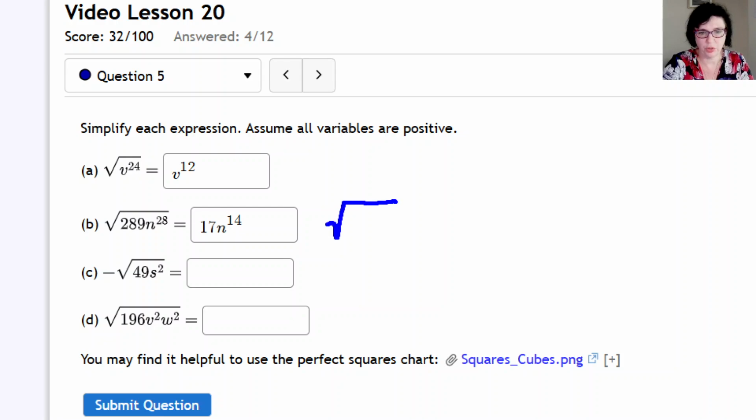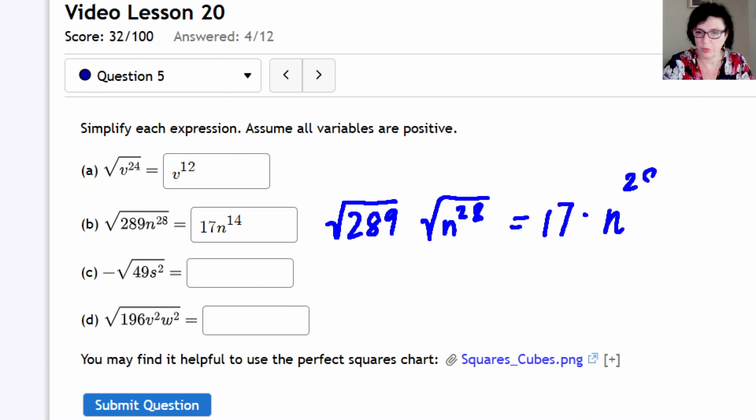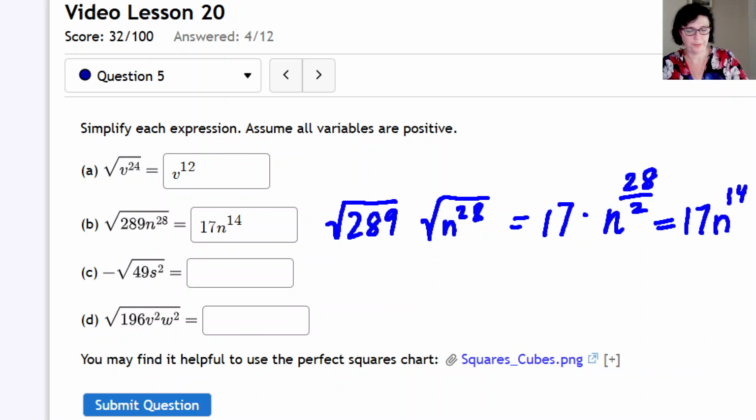So again, we got the square root of 289. We separate it like this. Then this is going to be 17. And then this will be n to the power 28 over 2, which is 14. And that means 17 n to the power 14.